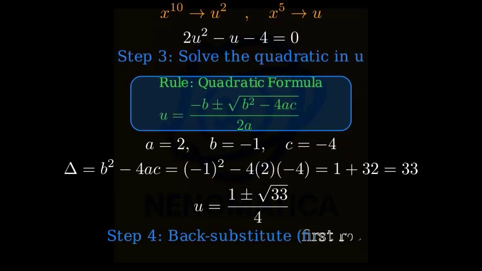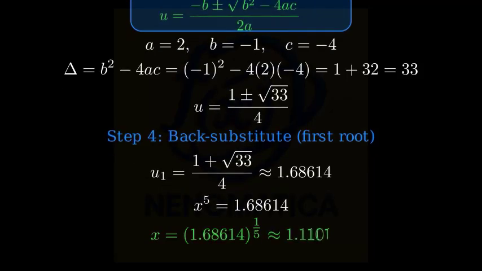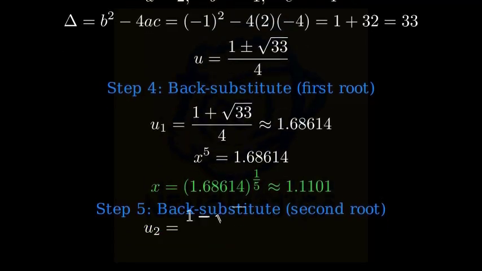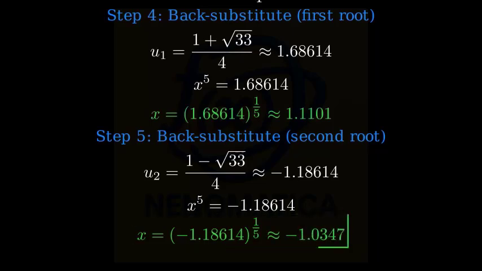Step 4. Solve for x from the first value of u. Using a calculator, 1 plus square root of 33 over 4 is approximately 1.68614. So x to the 5th equals 1.68614, and x is the real fifth root, approximately 1.1101. Step 5. Solve for x from the second value of u. 1 minus square root of 33 over 4 is approximately negative 1.18614. So x to the 5th equals negative 1.18614, and the real fifth root is about negative 1.0347.